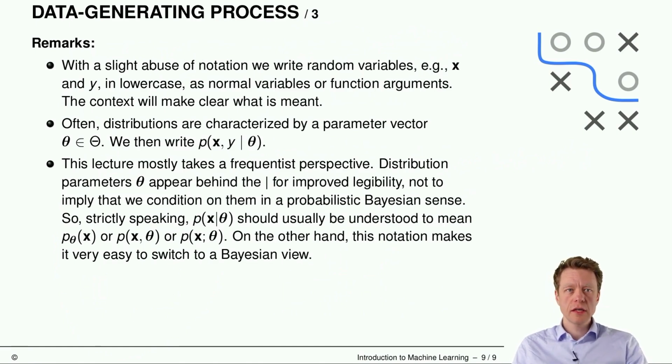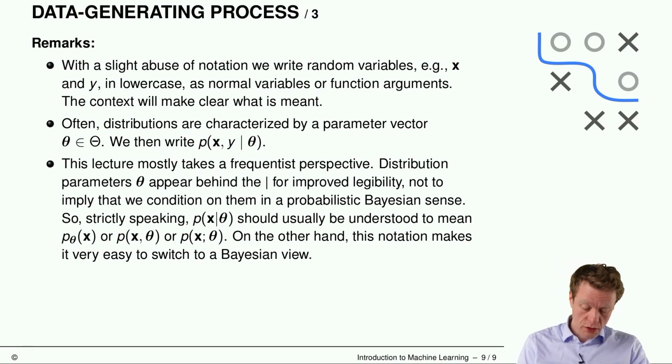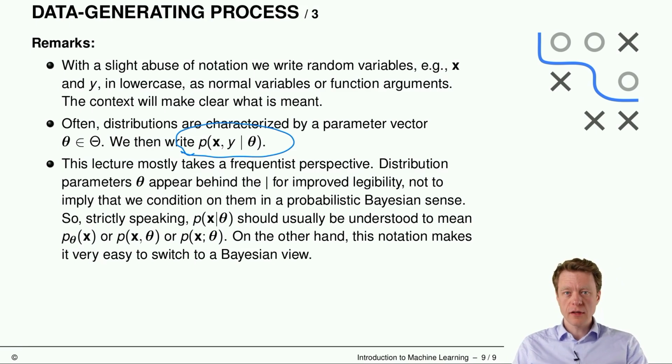Some final remarks here. As I already told you, we write random variables with a lowercase letter, and context will make clear when we mean random variables and when we mean observations or function arguments. Distributions can be characterized by a parameter vector. We could then write the joint density function of x and y given theta with this pipe operator here. But usually in this lecture we take a frequentist perspective, so not a fully Bayesian perspective. So we still use this pipe operator because we think it improves legibility, but that does not necessarily mean that we condition on theta in a strongly probabilistic Bayesian sense.